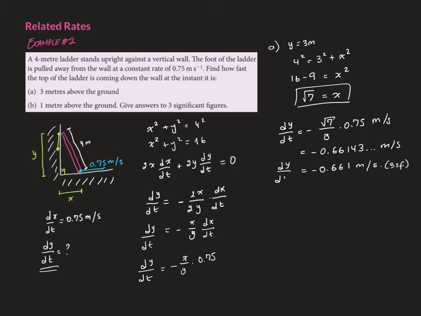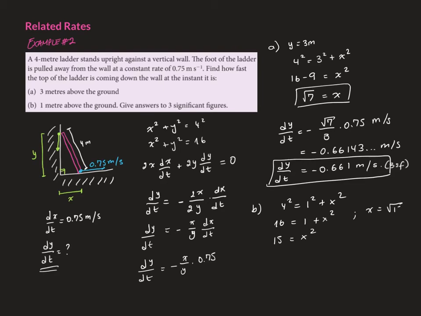Our answer definitely makes sense because the negative sign is reflecting the fact that the top of the ladder is going down. Now, if we wanted to know at 1 meter above the ground, then we need to repeat the exact same process. 4 squared equals 1 squared plus x squared. That is 16 equals 1 plus x squared. That is 15 equals x squared. That means x is equal to square root of 15.